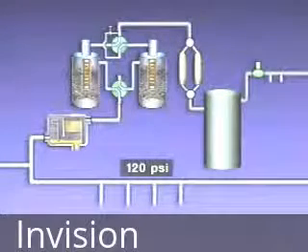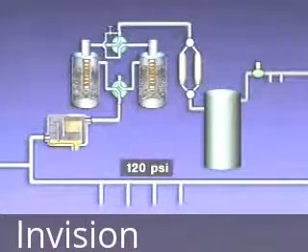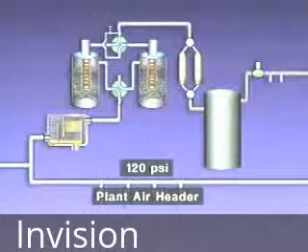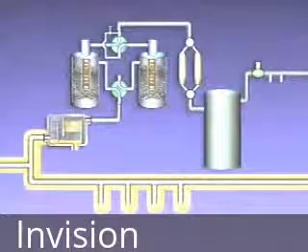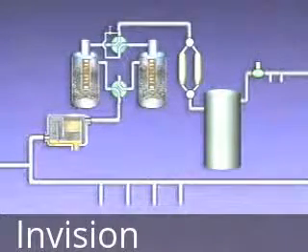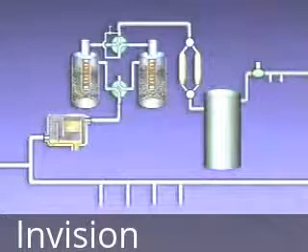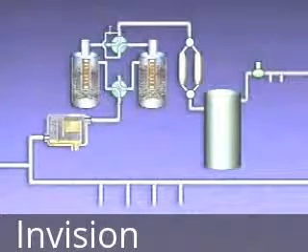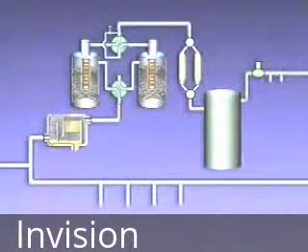All of the piping that contains the 120 psi air is referred to as the plant air header or the service air header. The service air header runs throughout the plant to supply air to the equipment that needs it. But pneumatic instruments require compressed air that is extremely clean and dry and at a lower pressure than the air supplied by the plant air header.